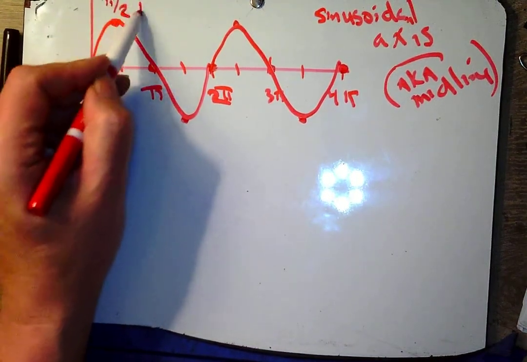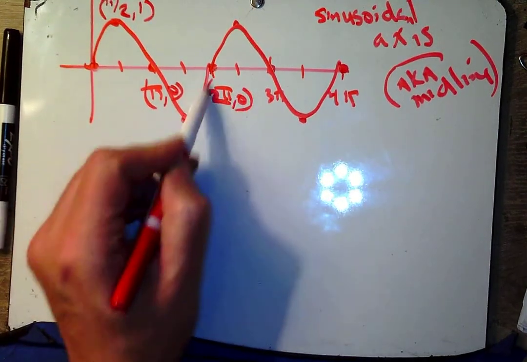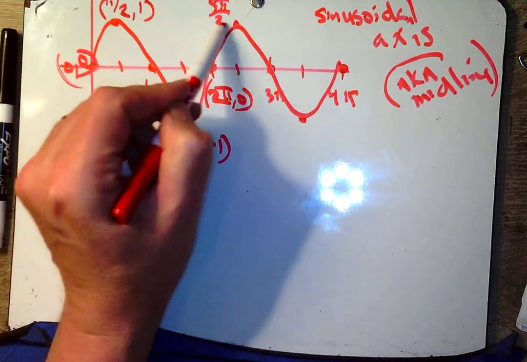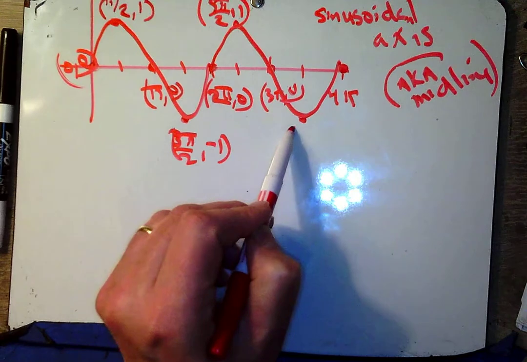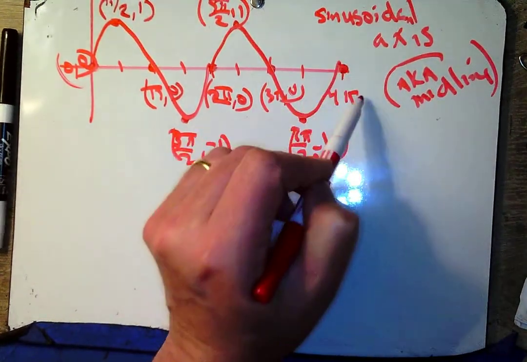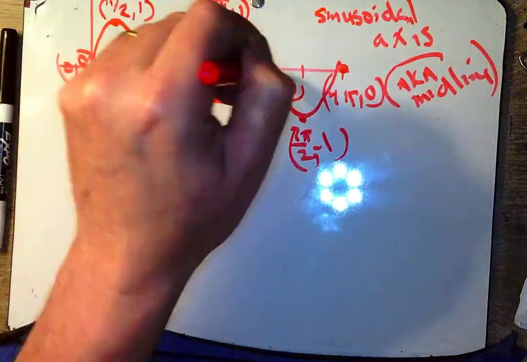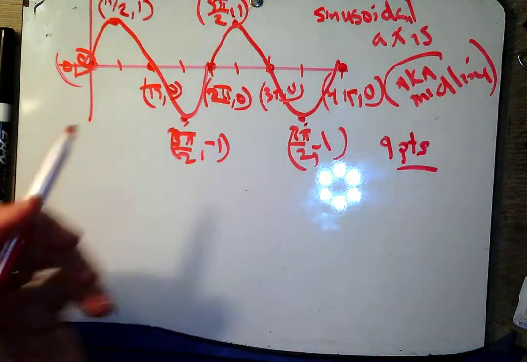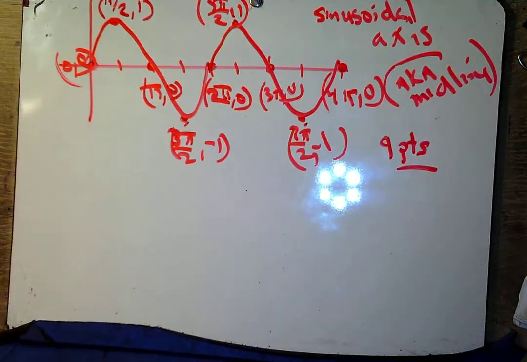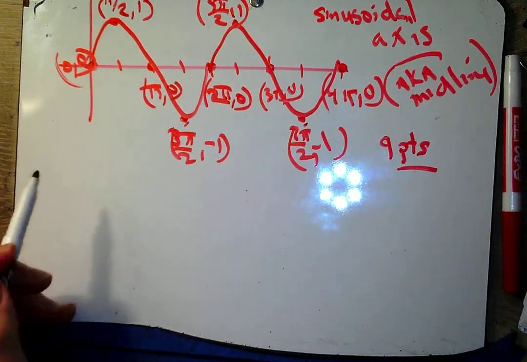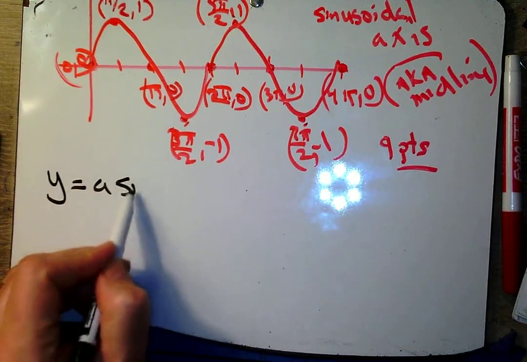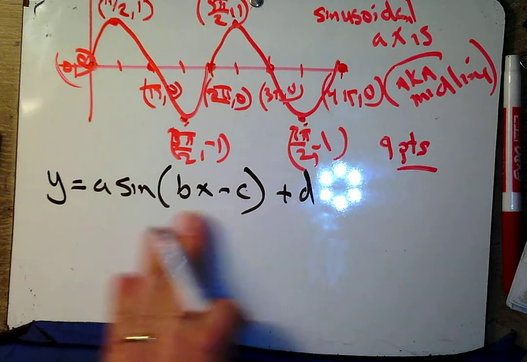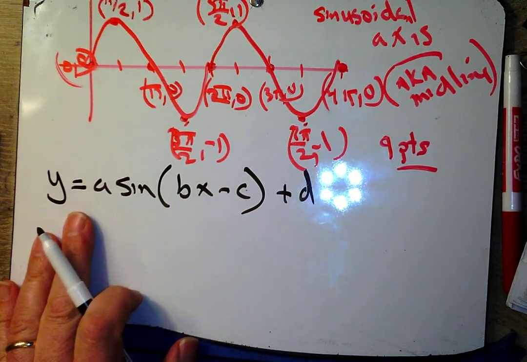When I think about this, I think, gosh, there are lots of points here. 5 pi over 2, 1; 3 pi, 0; 7 pi over 2, negative 1; and 4 pi, 0. 1, 2, 3, 4, 5, 6, 7, 8, 9. Wow, that's a lot of points. 9 points. When we think about these trig functions, we can write them just like we wrote functions last semester, where we said y equals a sine of bx minus c, plus d. We can have that same framework that we talked about with transformations last semester. Well, I guess it was last year.